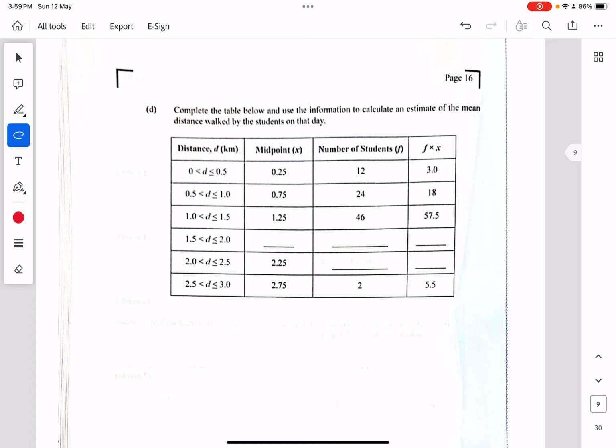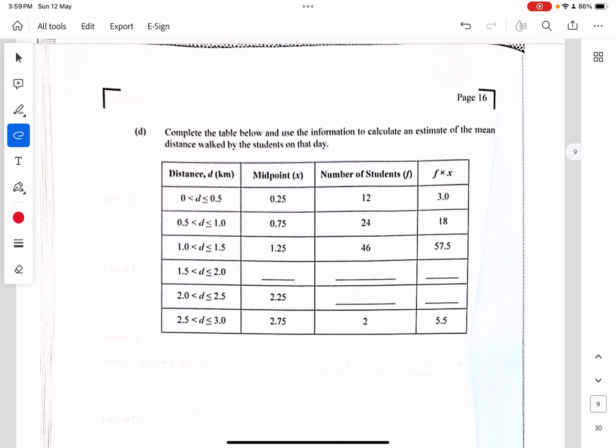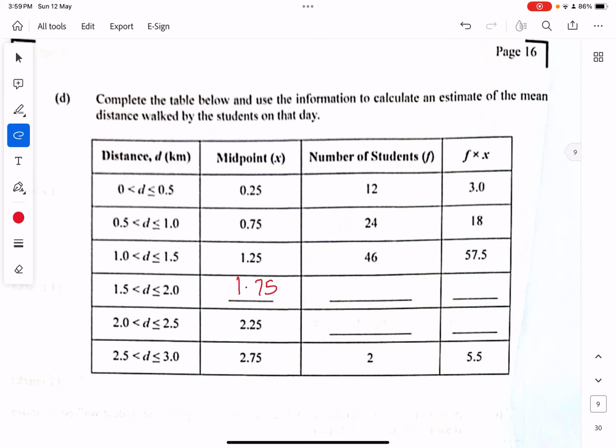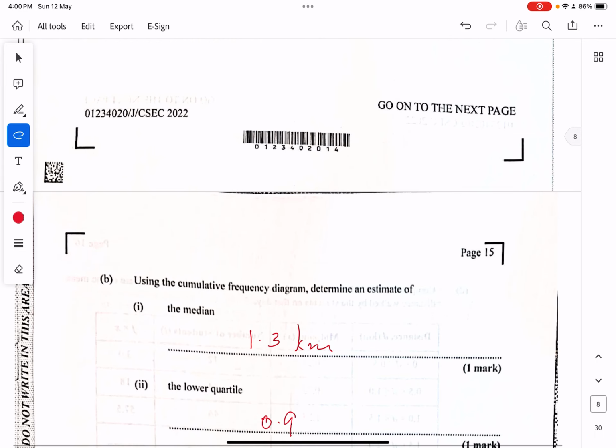And D, complete the table below. Use the information to calculate an estimate of the mean. So we have to find the midpoints: 0.25, 0.75, 1.25. Follow the pattern. This will be 1.75. We find our number of students in the same way that we did in the last question. So we look for 2 on our curve, read out the value, and take away 46 from that.